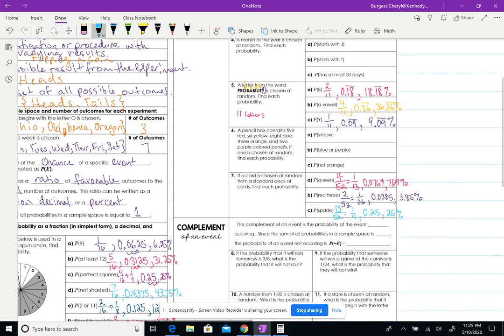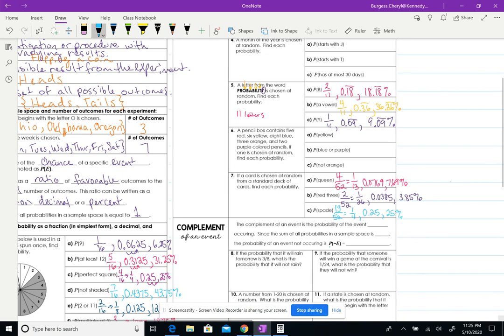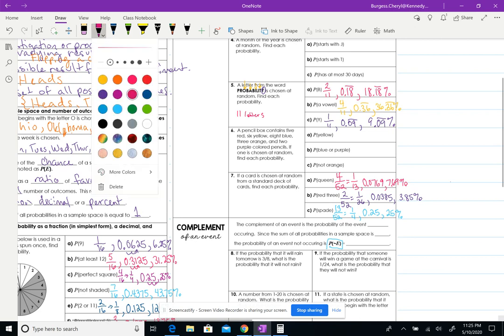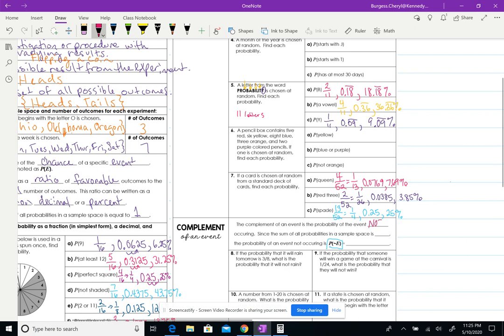What happens if you see this symbol? The probability of a complement of an event. So the complement of an event is a probability of the event not occurring. So let me change my color here. The probability of an event not occurring. Since the sum of all probabilities in a sample space is 1, okay, we got that from our notes over here. The probability of an event not occurring is 1 minus the probability of the event.